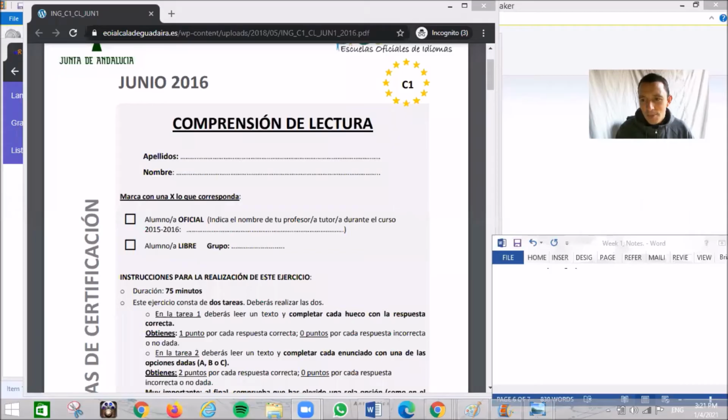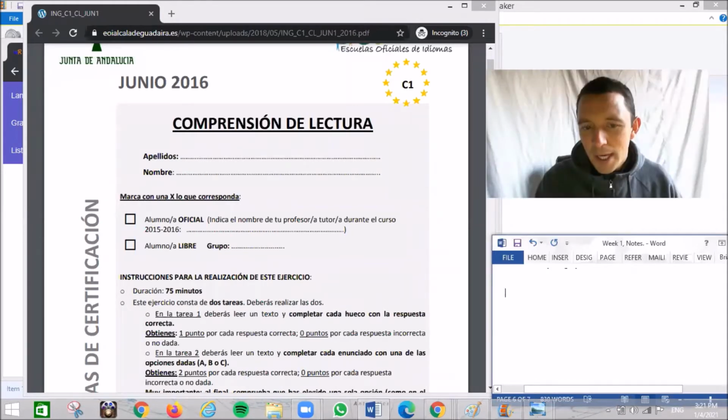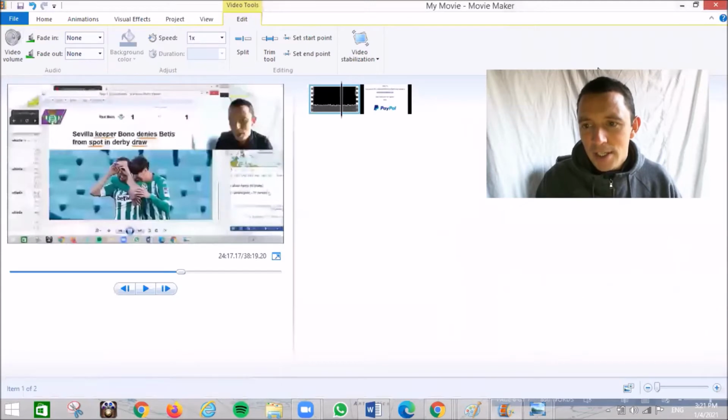Okay, I just want to show you an exercise from the Escuela Oficial de Idiomas, level C1, and it's quite difficult, but it's very interesting also. So I'm going to share the screen and we can look first at the exercise. So here you can see on the left we have the comprehension.